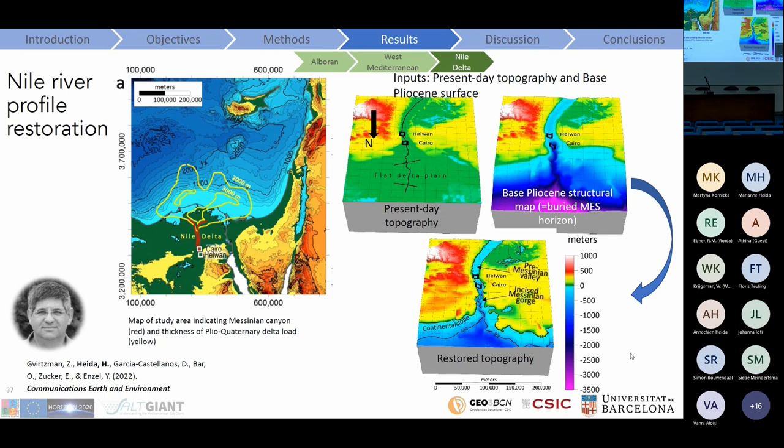So what we do here is we start from a new structural map of the base Pliocene surface, which is based on seismic interpretations and supported by wells along the Messinian Canyon in the Nile. And we restore the topography again for the flexural response to the deposition of a very major volume of post-Messinian sediments in the Nile Delta, and also decompact the underlying sediments.